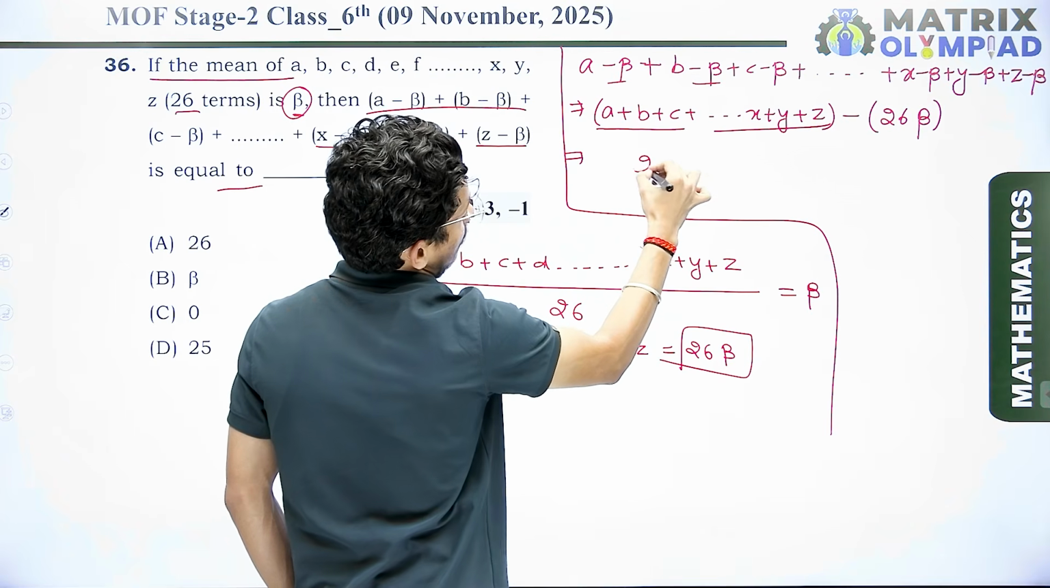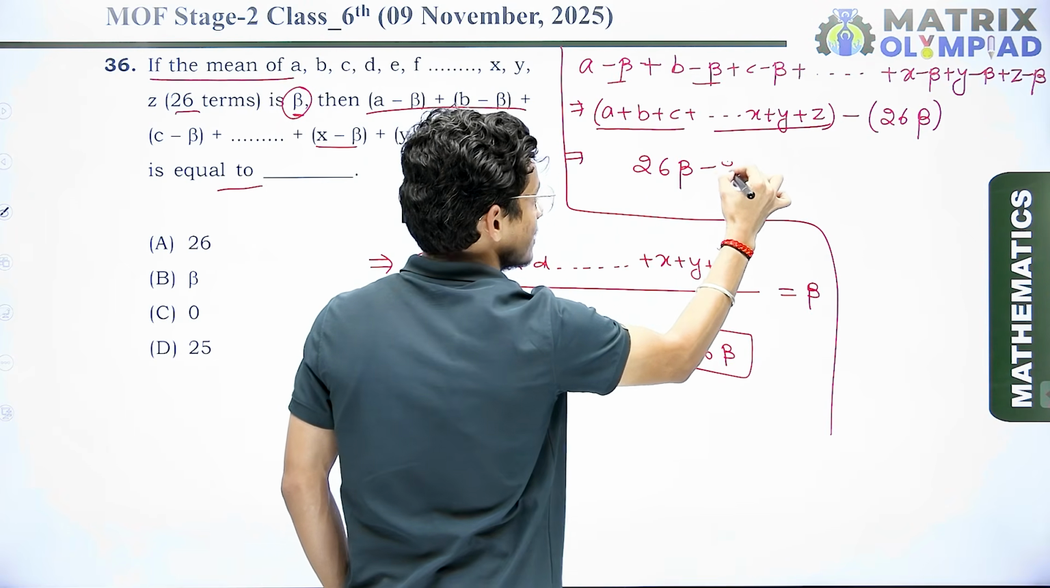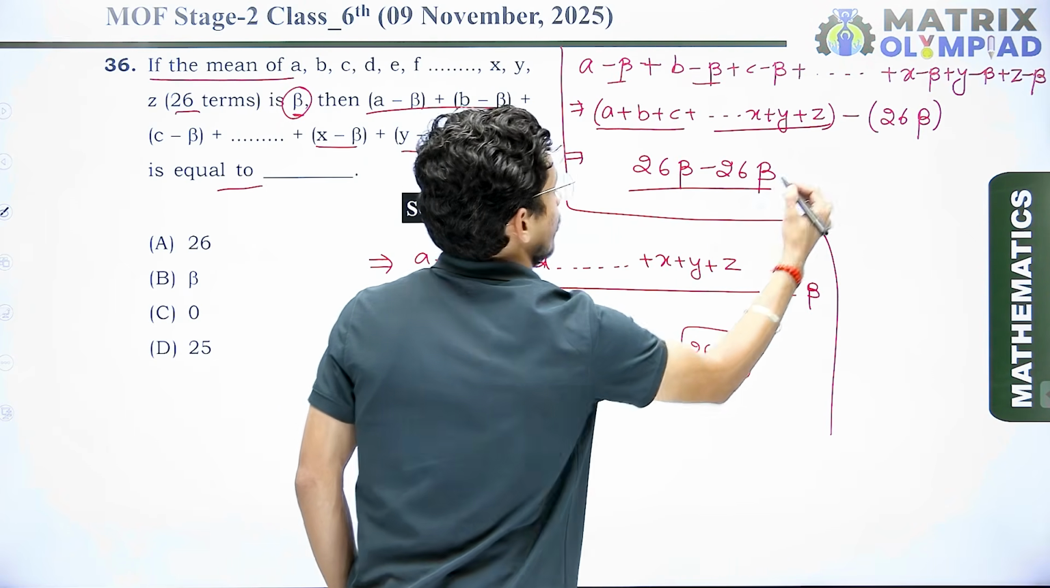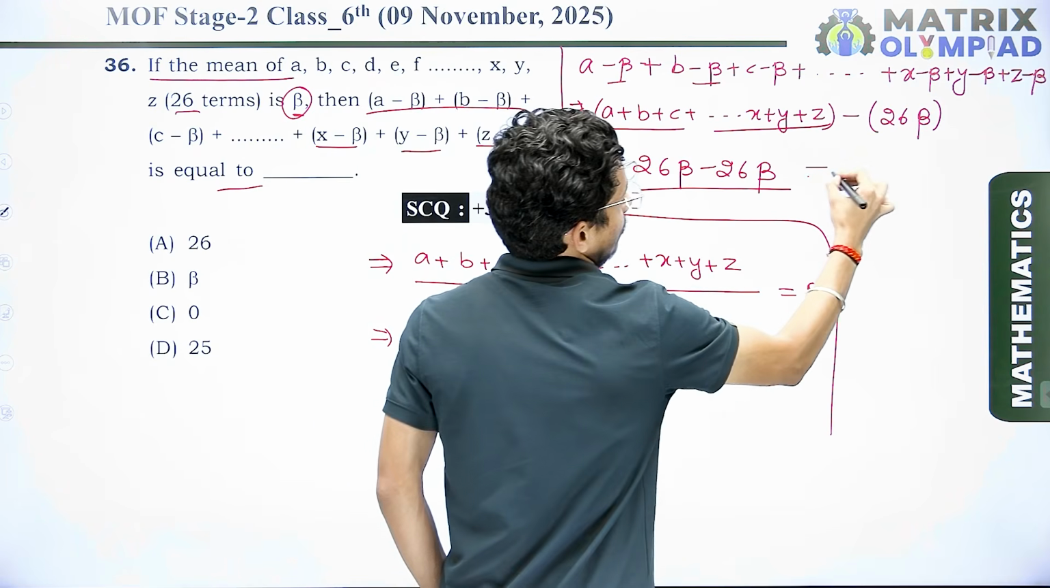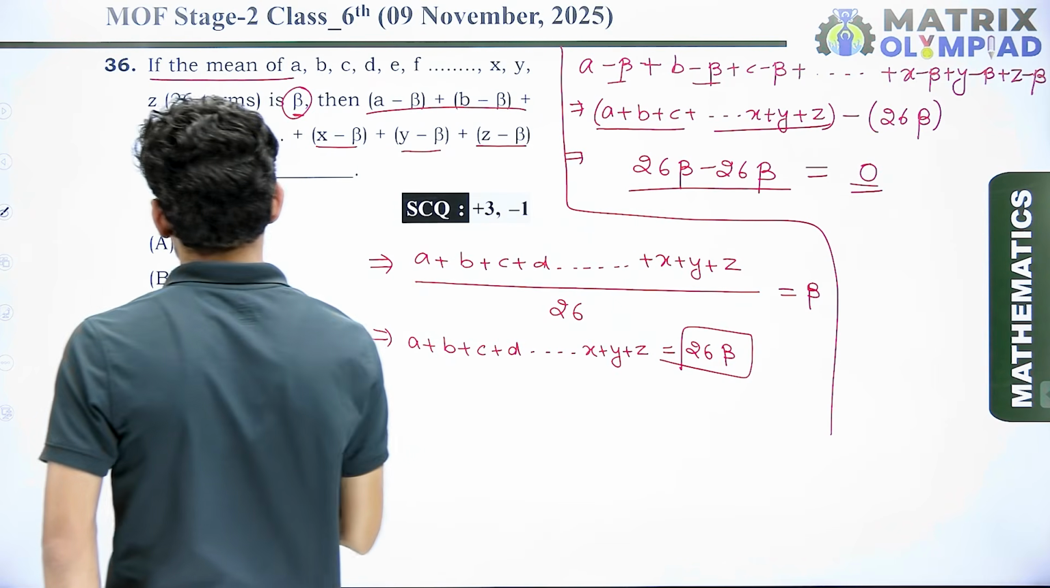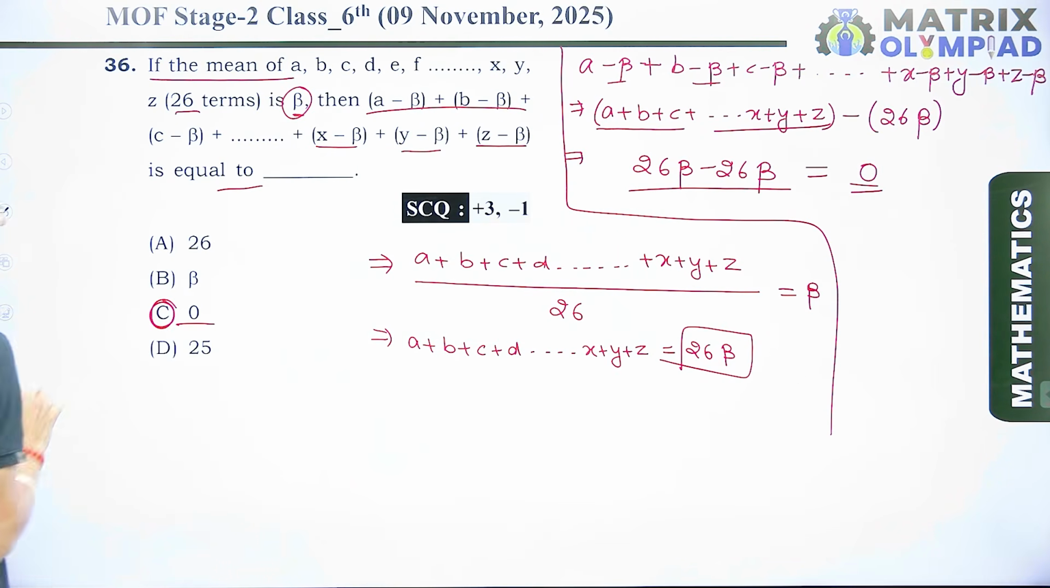So here I can write 26 beta minus 26 beta. We know 26 beta is equal to 0. So it means option number C is the correct answer over here.